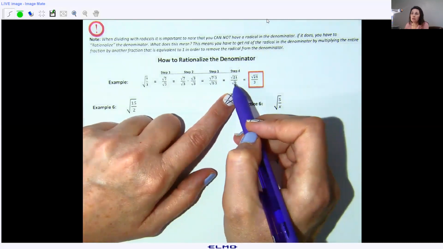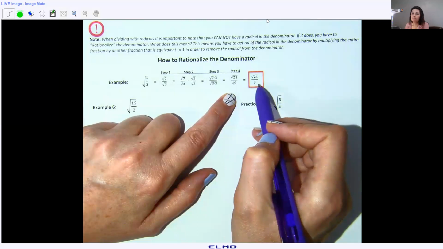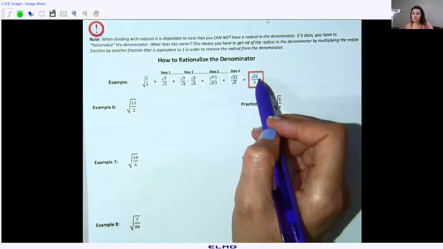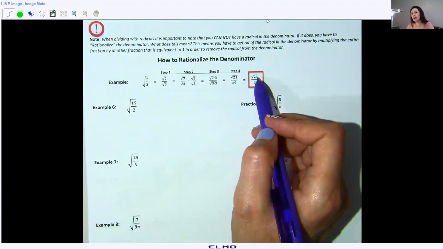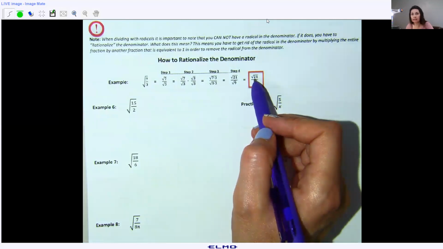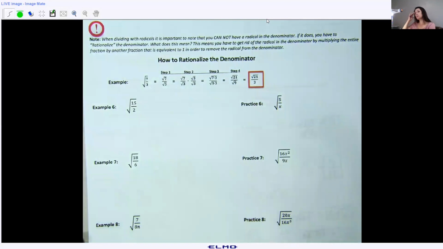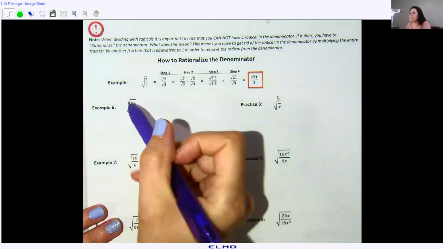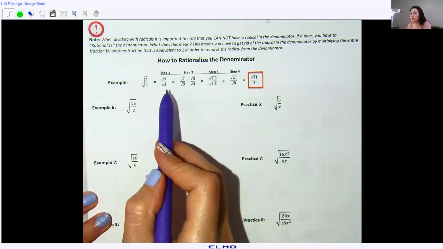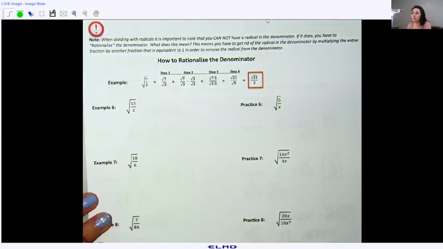And guess what? Your 9 factors out to a 3. So your numerator still is a square root. It still has a radical, and that's fine. Your numerators can have radicals. Your denominators cannot. So you will always have to rationalize the denominator if you have a square root there, okay? So let's go ahead and practice this with example number 6, and you're just going to follow each of these steps the way that I've shown you up here.